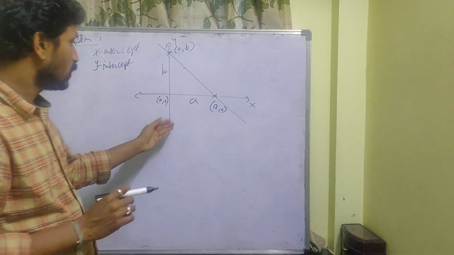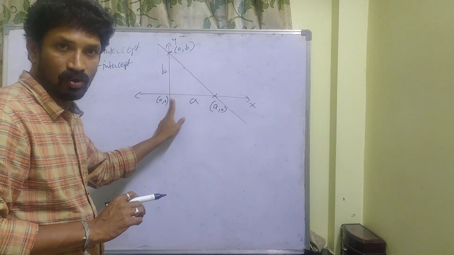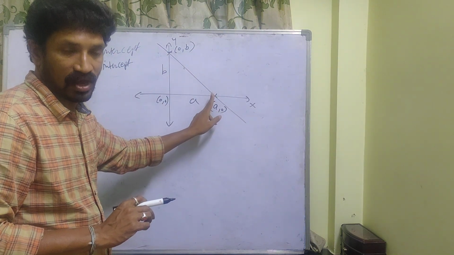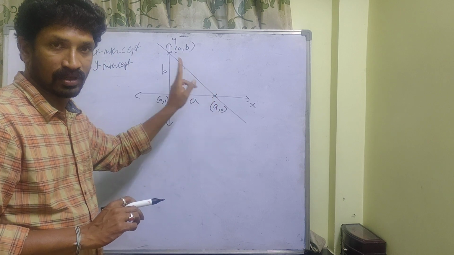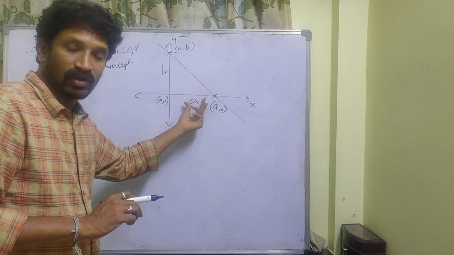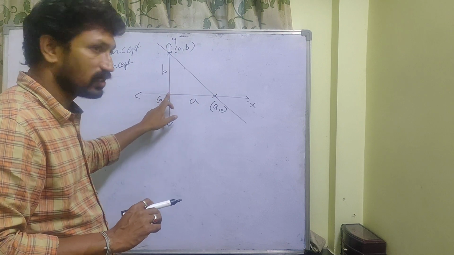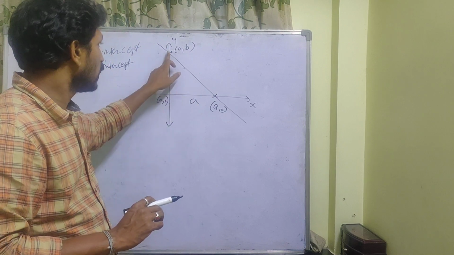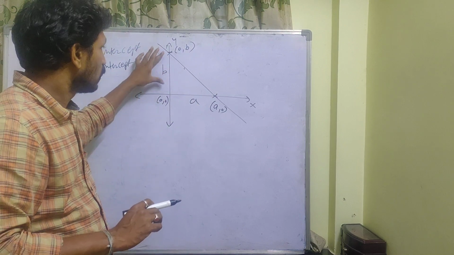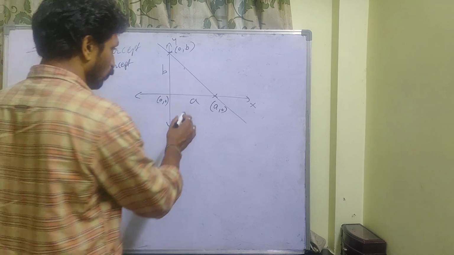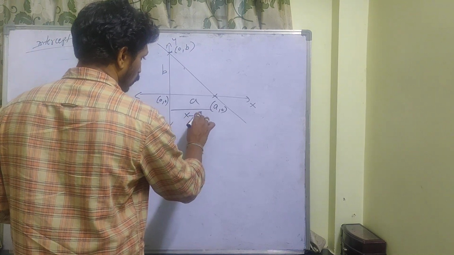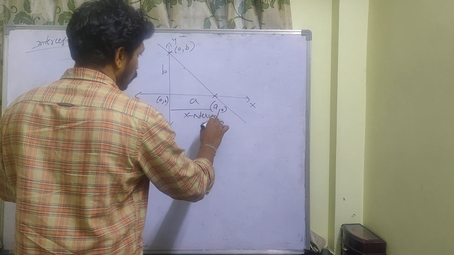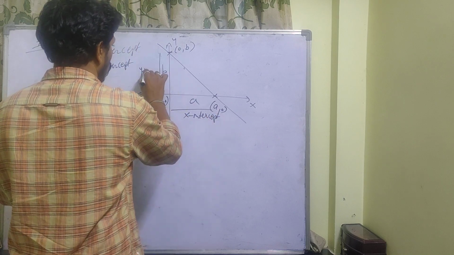That means the distance from the origin to where the line intersects the x-axis is called the x-intercept. The distance from the origin to where it intersects the y-axis is called the y-intercept. This is the x-intercept. This is the y-intercept.